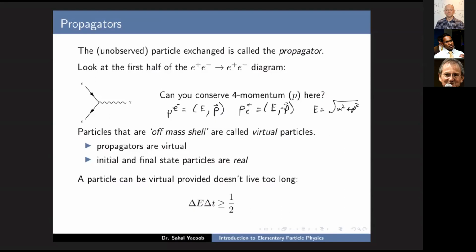If we add these together, this implies P gamma is equal to 2E0, and this implies that we have a photon with mass equal to 2E. Photons are supposed to be massless. So this is something called a virtual particle or an off-mass shell particle.